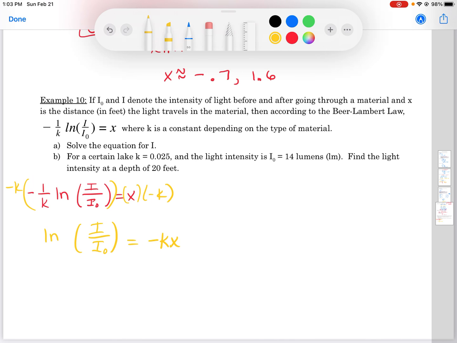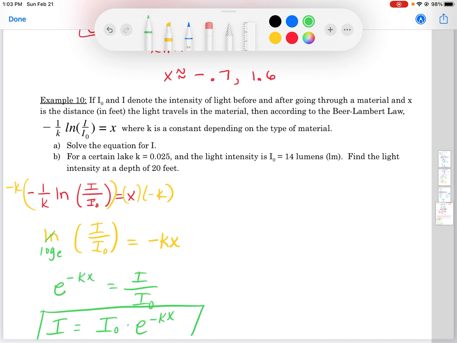And then let's rewrite this. Remember, that's really log base e. So we have e to the negative kx is equal to I over I sub O, and we'll just multiply by I sub O. So I is equal to I sub O times e to the negative kx. All right, so we have our equation.